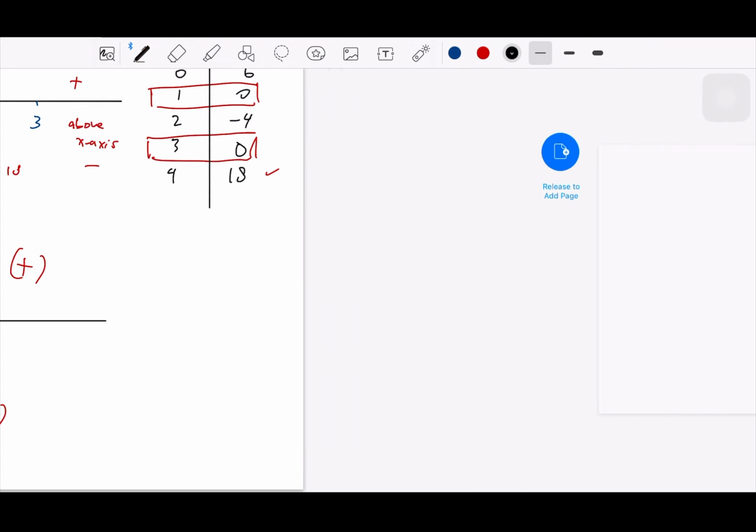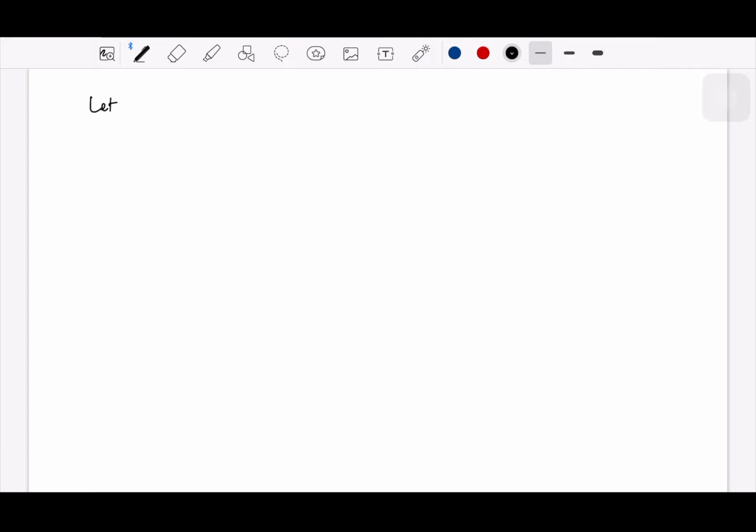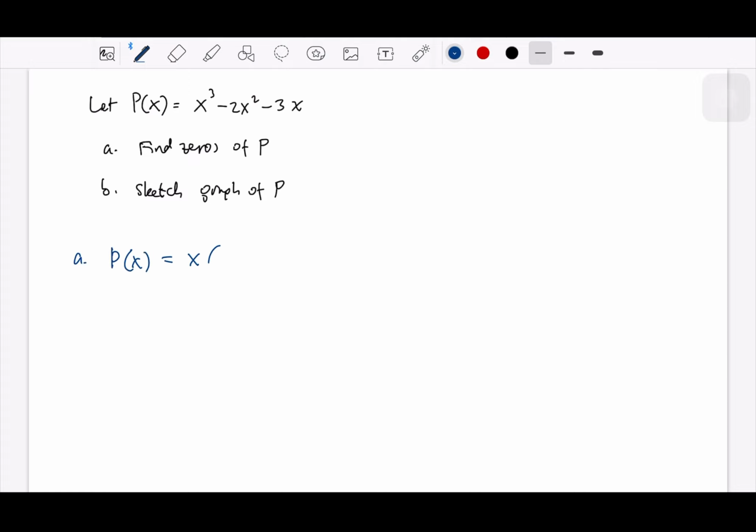Maybe another example. Let P of x be x cubed. So first is find zeros of P, and the second is sketch the graph of P. Now first we need to find zeros. So for part A, find zeros, we could factorize first and the equation becomes like that. We could factorize one more time.